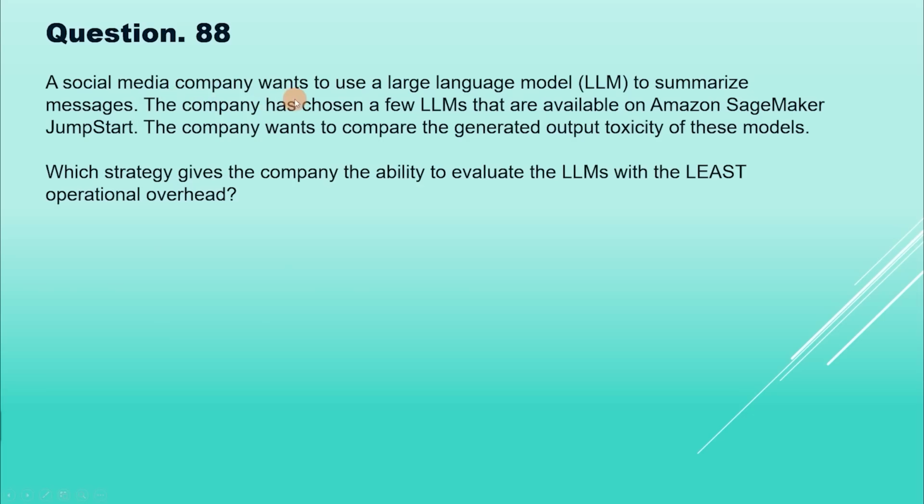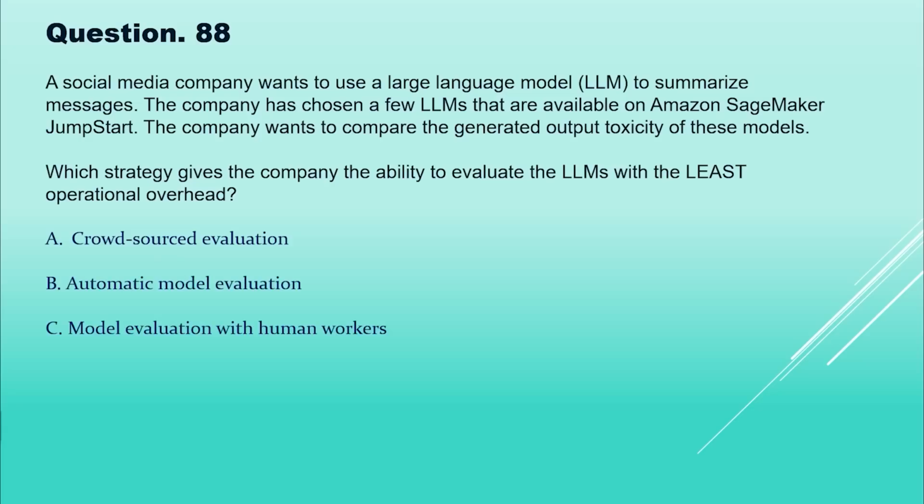Now question number 88. A social media company wants to use a large language model to summarize messages. The company has chosen a few LLMs that are available on Amazon SageMaker JumpStart. The company wants to compare the generated output toxicity of these models. Which strategy gives the company the ability to evaluate the LLMs with the least operational overhead? Here are the options: A, crowdsourced evaluation, B, automatic model evaluation. Option C, model evaluation with human workers. Option D, reinforcement learning from human feedback. Try to guess the correct answer.